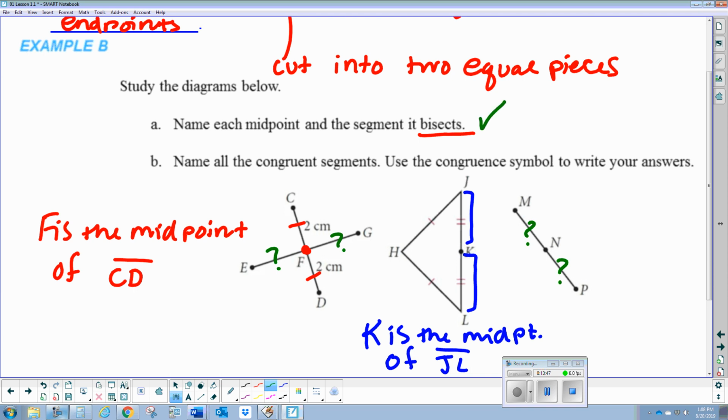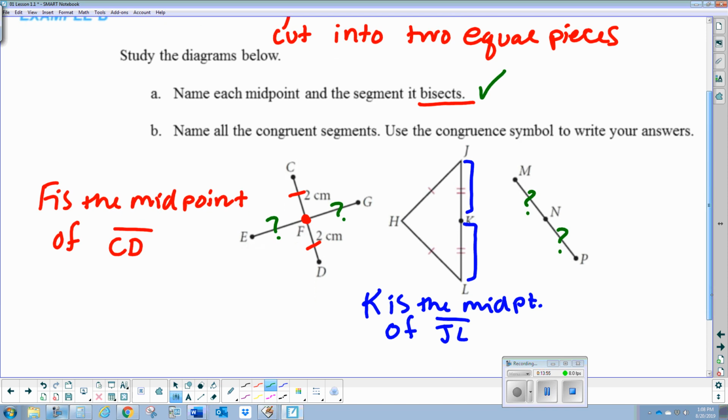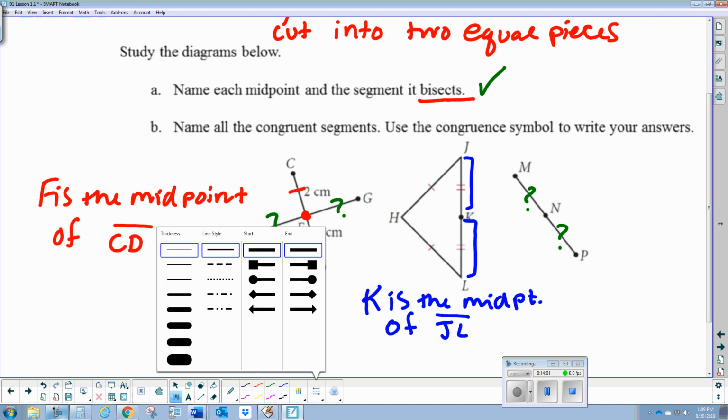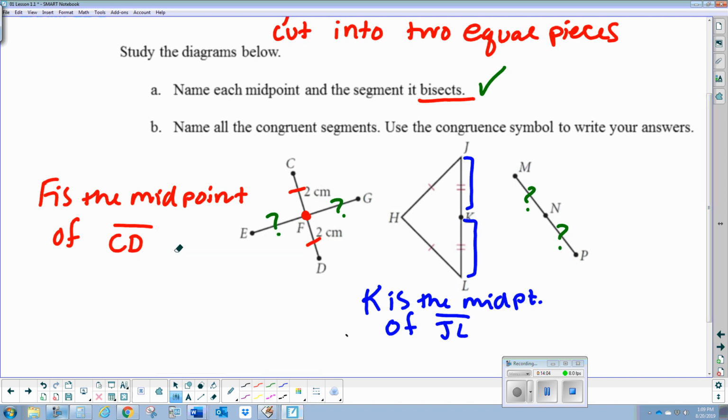In the second part of this question, it says name all congruent segments. Use the congruence symbol to write your answers. So if we have a midpoint, then we have at least two congruent segments. So in the first diagram, we know that CF is congruent to FD because F is the midpoint.